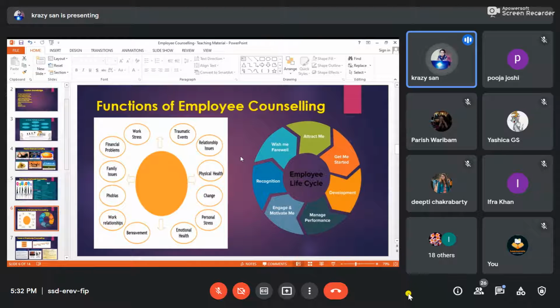So when you counsel, a counselor always needs to have documents very much related to the employees, like what their work behavior is and what is spoiling their performance, and you should be objective, fair and equitable with every employee. So the function of employee counseling is to deal with traumatic events, relationship issues, physical health, and change. Change might be because of a department change or a senior change or a colleague change. Sometimes that even affects the employees. Then personal stress, emotional health, work relationships, phobias, family issues, financial problems, work stress.